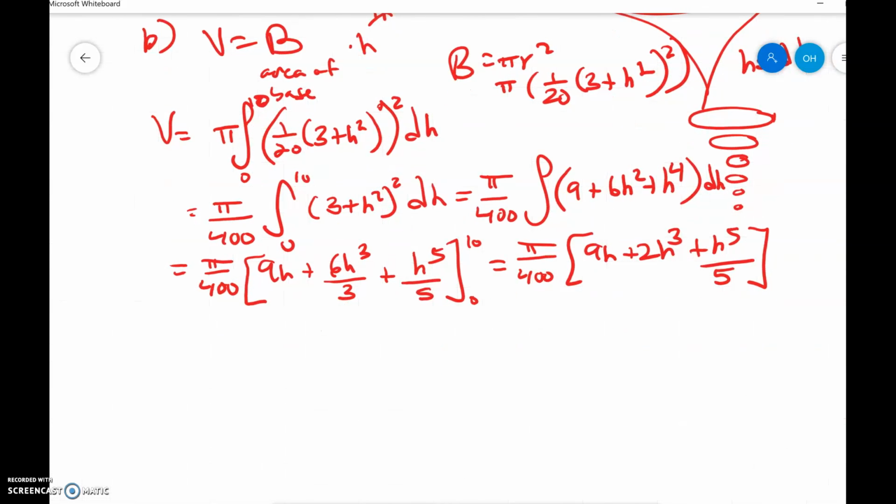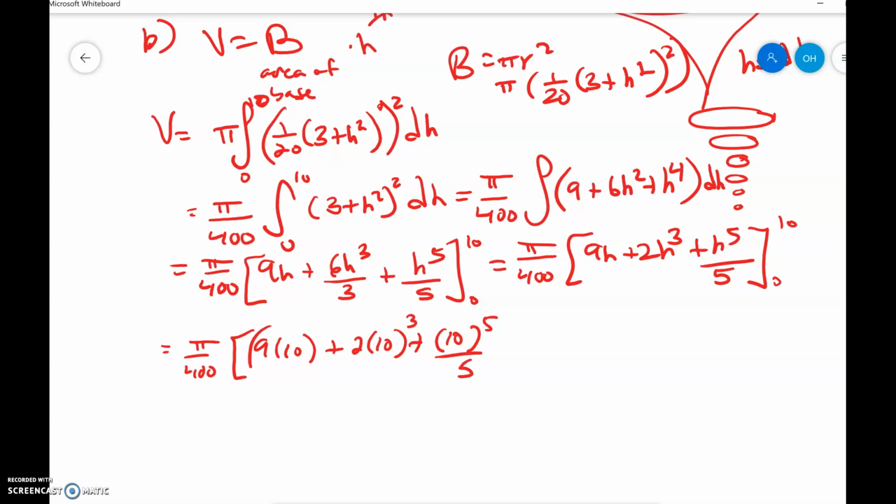Okay, so now all I got to do is plug in my 10. Notice I'm going to plug in 0 second, and when I plug in 0 here, here, and here, it ends up being nothing. So I'm going to just plug in the 10, but I'll set it up. Minus 9 times 0 plus 2 times 0 cubed plus 0 to the 5th over 5.